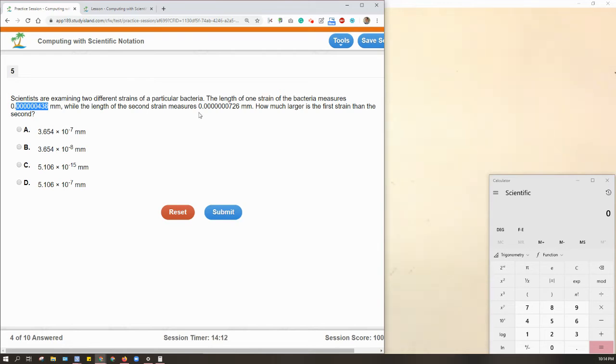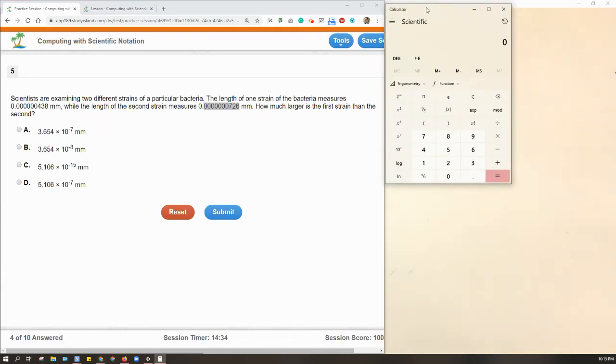While the length of the second strain measures 0.000000726. So that was 7 zeros in that one. How much larger is the first strain than the second? So again, how much larger? Not how many times larger, but how much larger? It's simply a subtraction problem. If you subtract those numbers, you'll get another number that we can put into scientific notation. So you can try to punch them into the calculator.